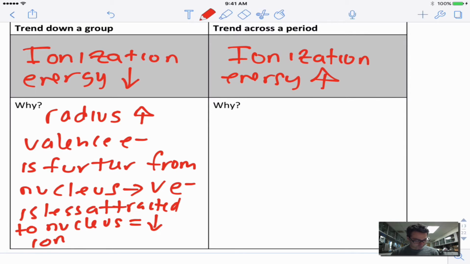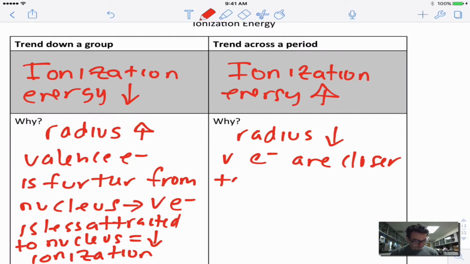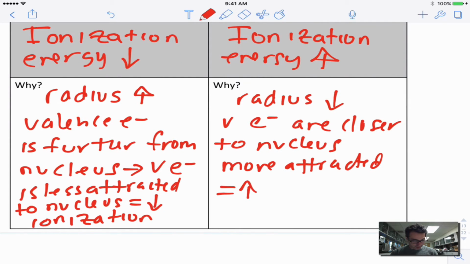But when we go across, we see that the ionization energy goes up. So why would the ionization energy go up? Well, we can go back to radius again. When we look at the radius, it is getting smaller. So now the electron is closer to the nucleus. It's more attracted to the nucleus. So we almost have the opposite here. Radius goes down. The valence electrons are closer to the nucleus. So that means that they are more attracted. And if they're more attracted, it will require more ionization energy, more energy to remove that electron.